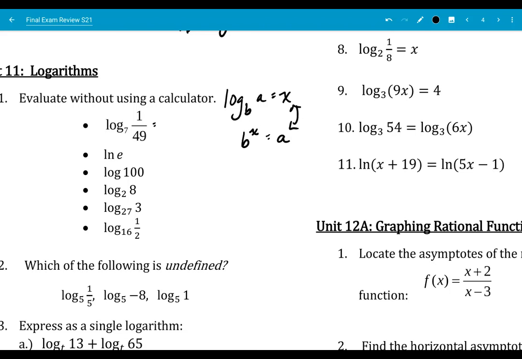So really what this first problem is asking me is 7 to the power of something is 1 over 49. So 7 squared is 49. So that means that this problem is negative 2. If 7 squared is 49, then it must be a negative to give me a fraction.